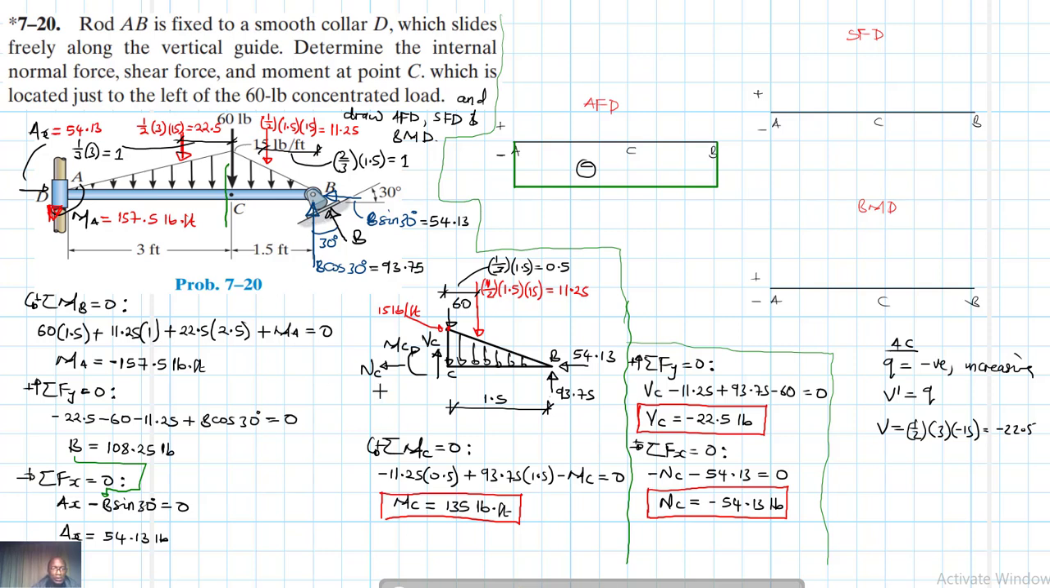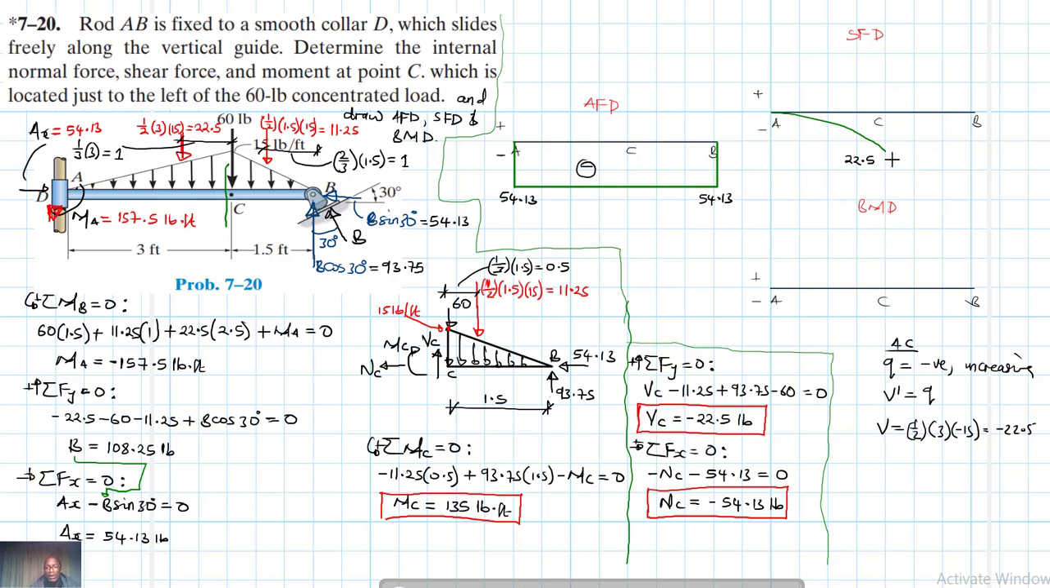So let's draw that. So it's negative and increasing. So from A we expect a negative and increasing, well, something like this. Okay, maybe this is too high. Alright, somewhere there like that. And this value here we are saying is 22.5. Here we didn't indicate the axial force. Axial force, the magnitude is 54.13.